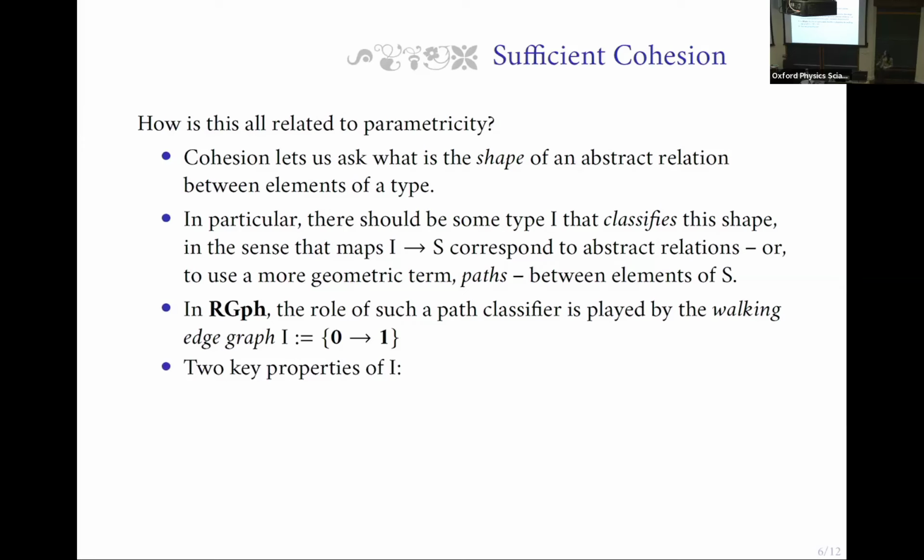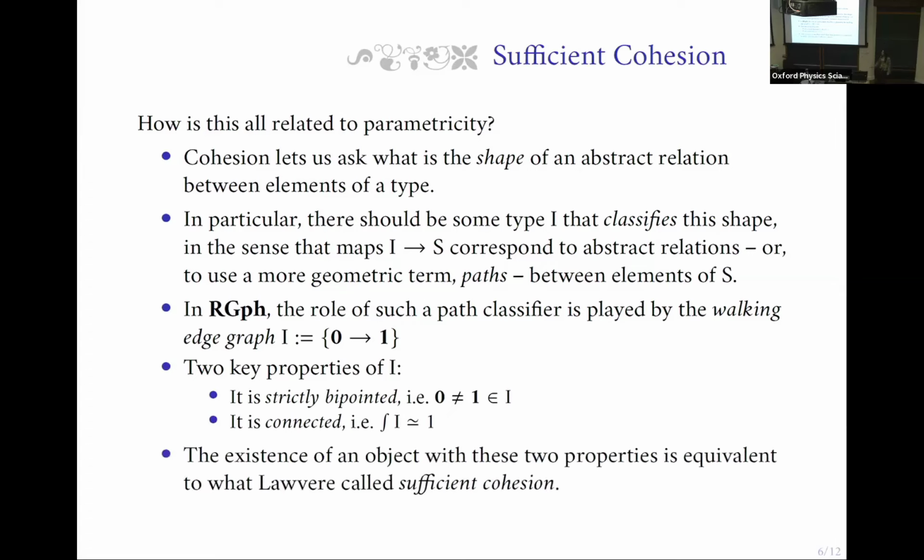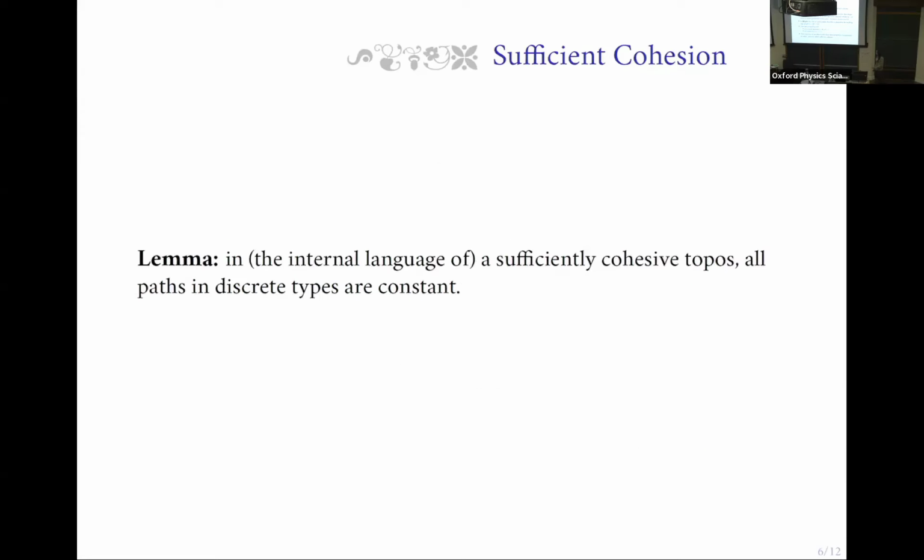And there are two key properties of that. It's strictly bipointed. It has two points that are provably distinct in the internal language of the topos. And it's connected. If you look at its set of connected components, there's just one. So when you're just looking at connected components, this thing all gets contracted down to a single point. The existence of an object with these two properties was actually already considered by Lawvere, who described an equivalent property, which he called sufficient cohesion.